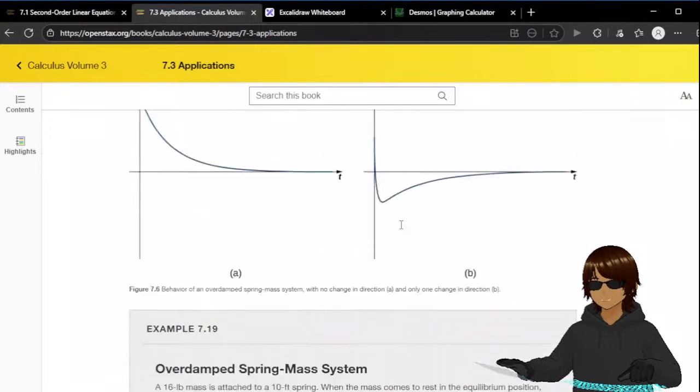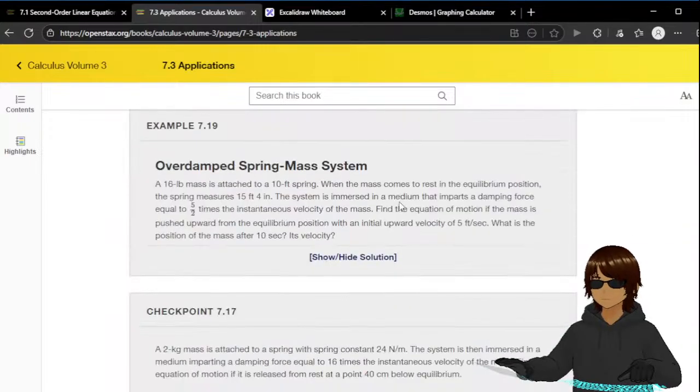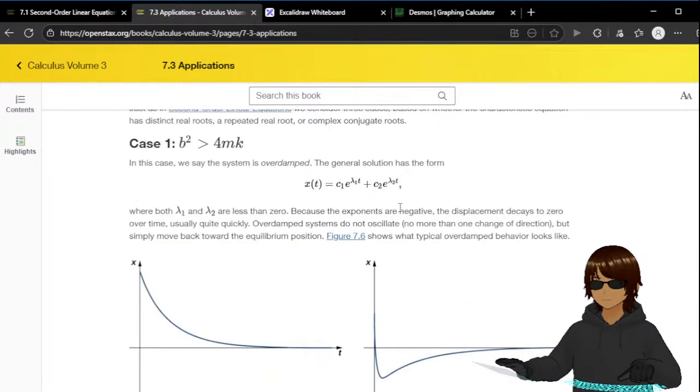Isn't it the same for every system? But simply move back to the equilibrium position.